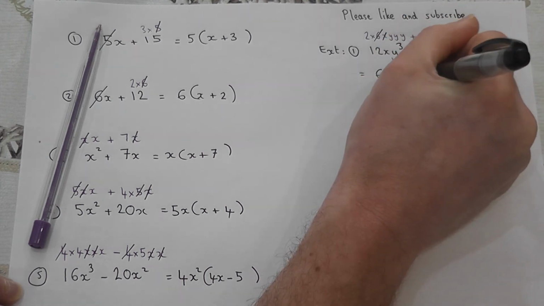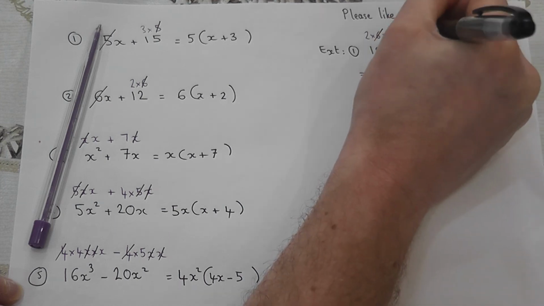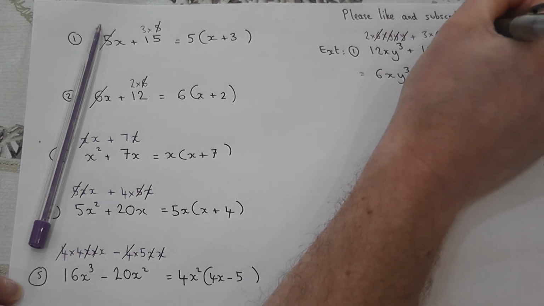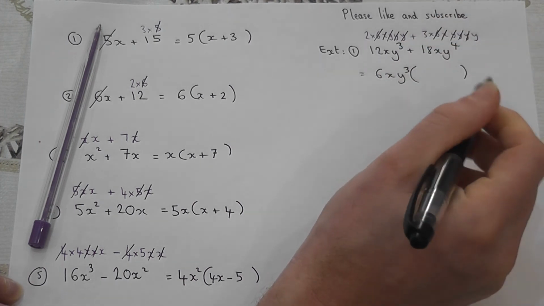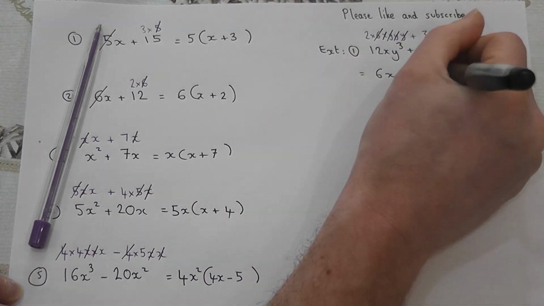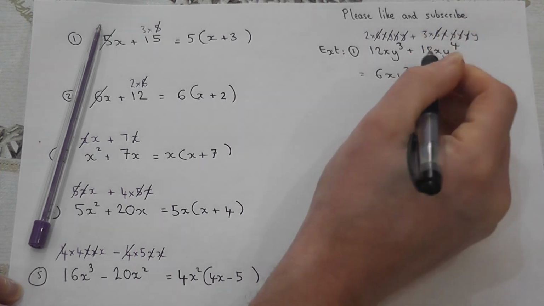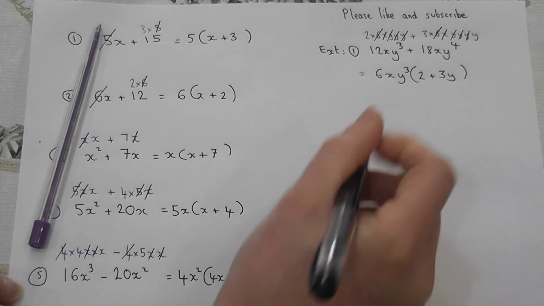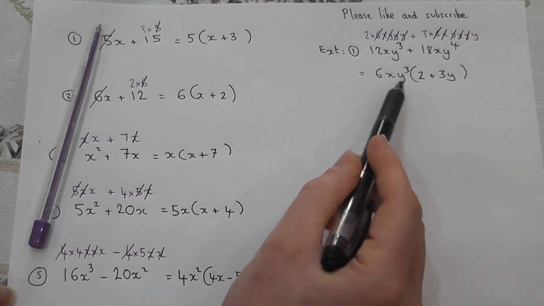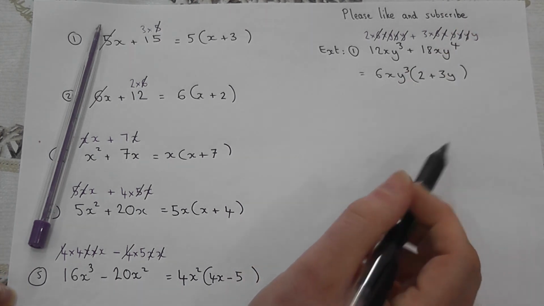So I can put a y cubed. There's 1, 2, 3, 1, 2, 3. And that's your factor. Then what's left over, the first term is just a 2. And the second term is a 3. And 1 y left over. So therefore that is the factorised form, 6xy cubed bracket 2 plus 3y.